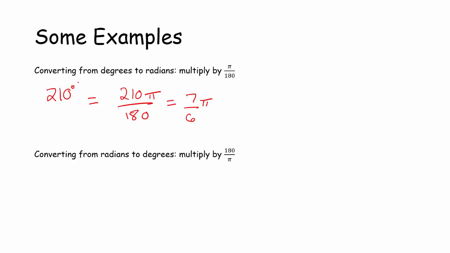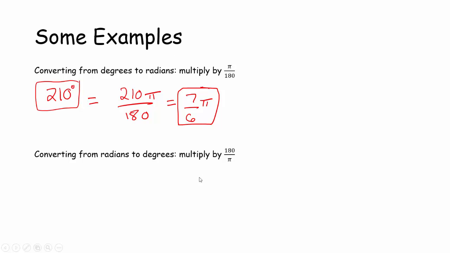So 210 degrees, that's 7 pi over 6 radians. Now again, this gets confusing to people because we've got this pi here, but you could think of this just in terms of the decimal approximation. So if I wanted to convert 210 degrees to radians, I could just multiply the 210 times pi and divide by 180 on my calculator and round that off, to get a decimal approximation of how many radians 210 degrees is.